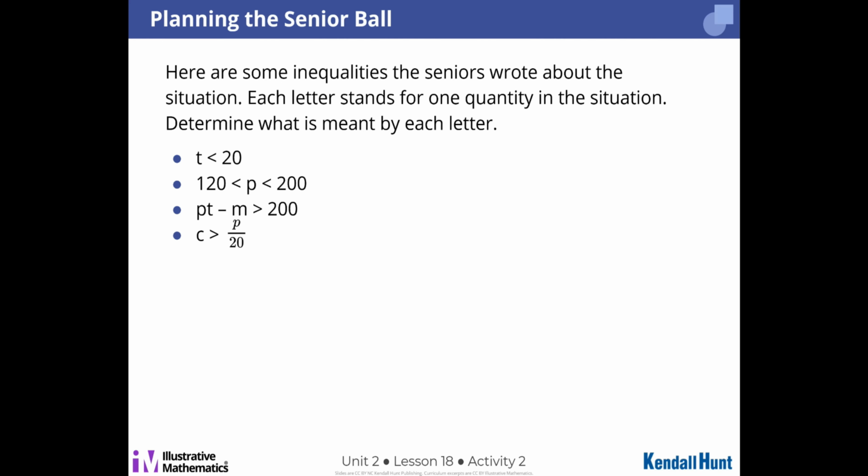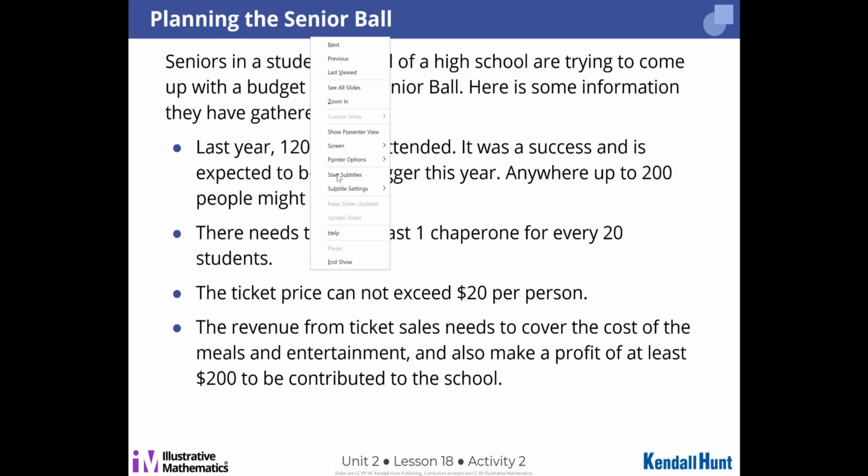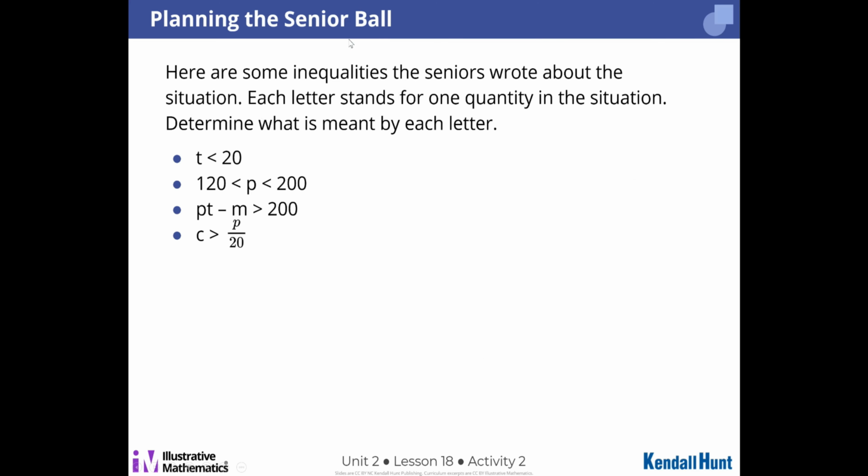The first one, you have t less than 20. What does that mean? If we go back to our previous slide, there needs to be at least one chaperone for every 20 students. That doesn't really make sense. The ticket price cannot exceed $20 per person. That kind of makes more sense. So t is your ticket price.